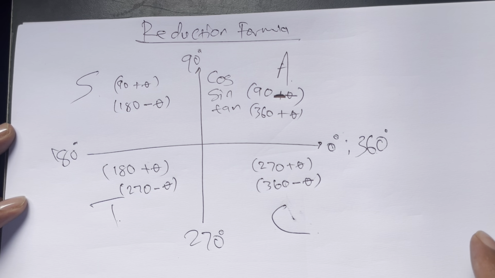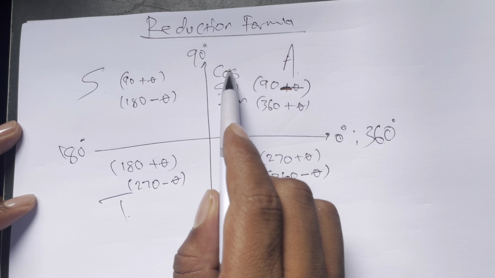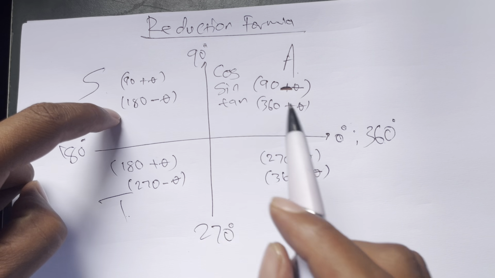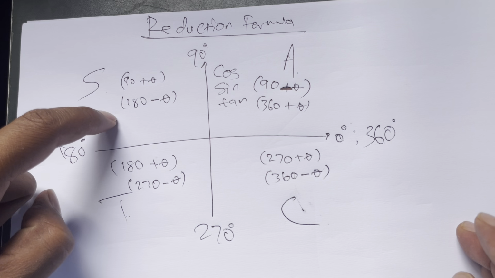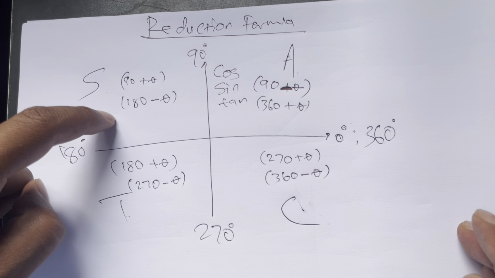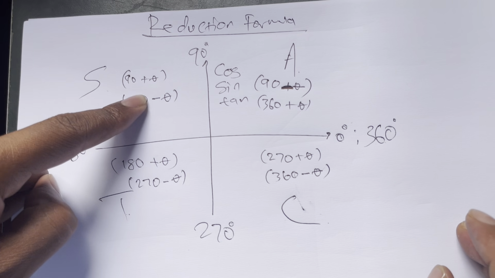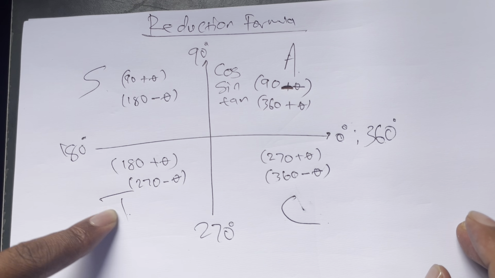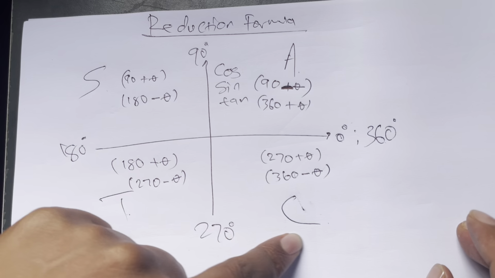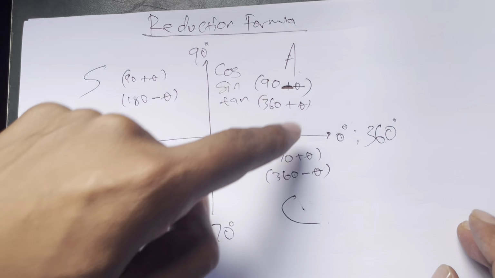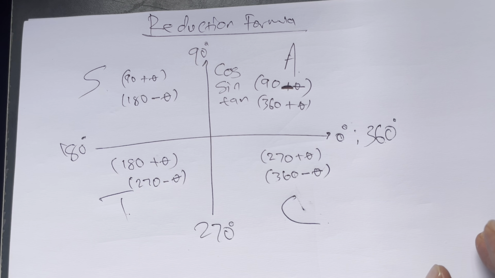It means that cos in the second quadrant is negative, and tan in the second quadrant is negative. It's only sine that is positive here. Only tan is positive and only cos is positive. Here all the trigonometric ratios are positive.